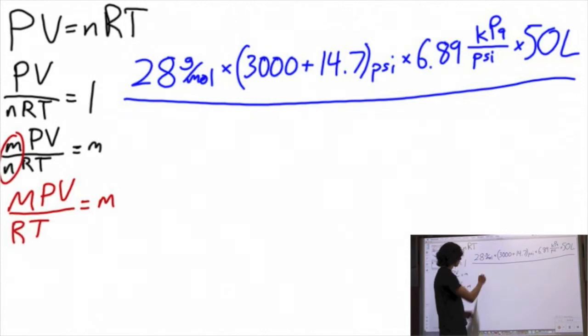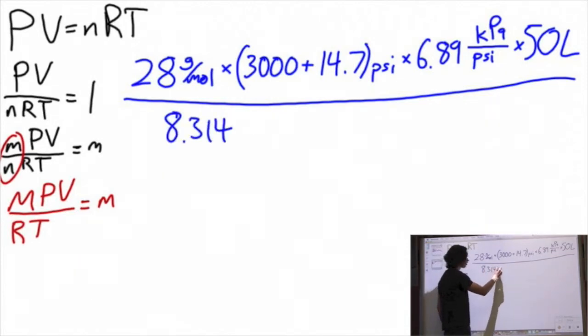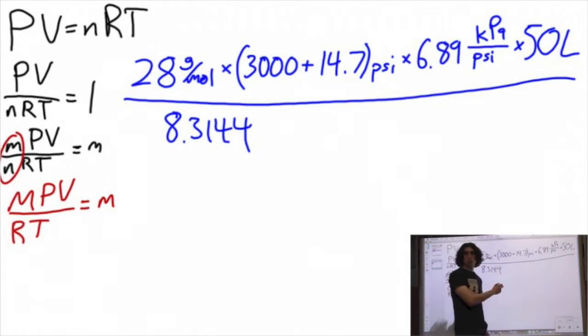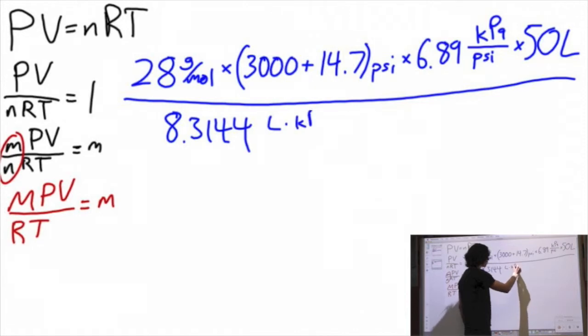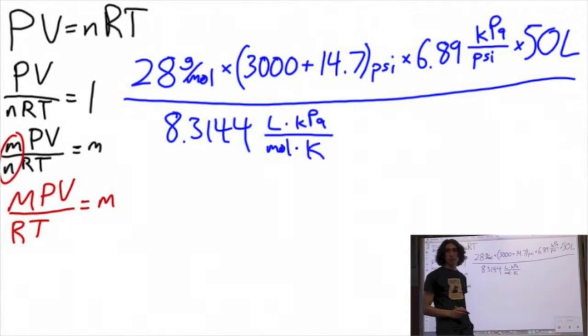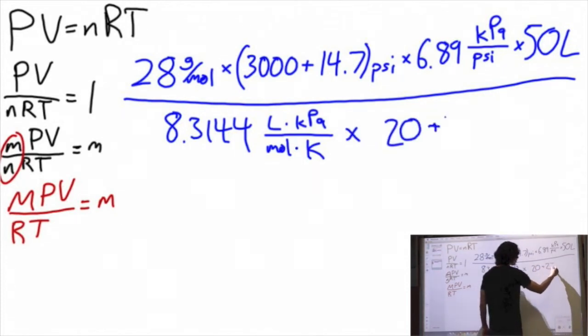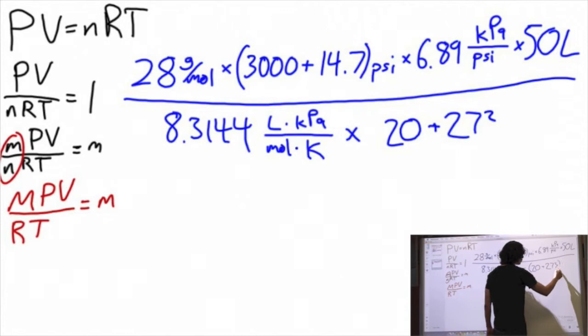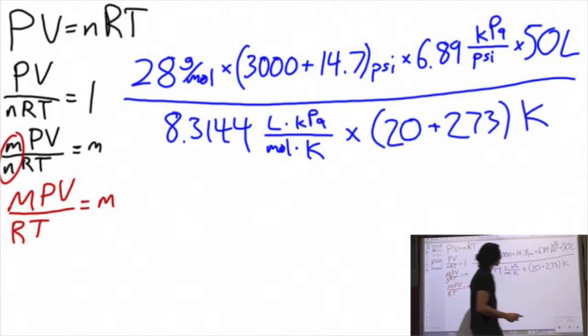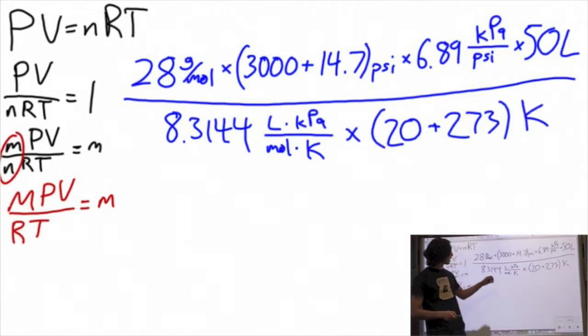Next, we have the universal gas constant. I'm going to use 8.3144. That's in joules per mole Kelvin, or liter kilopascals per mole Kelvin. And finally, the temperature, which is 20 degrees C. Convert that to Kelvin. Get 293 Kelvin.